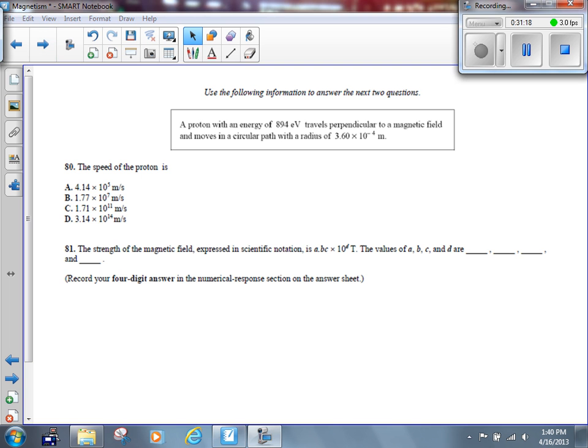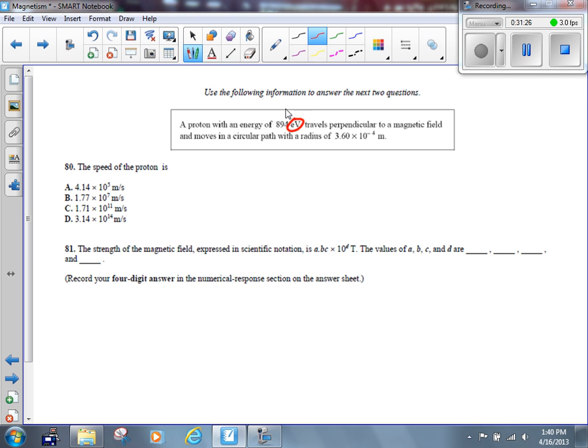All right, let's take a look at questions 80 and 81 here now. A proton with an energy of 894 electron volts. Right away we see that electron volts, we circle that because it's non-standard units. Travels perpendicular to this magnetic field with this radius. We want to find the speed of the proton.